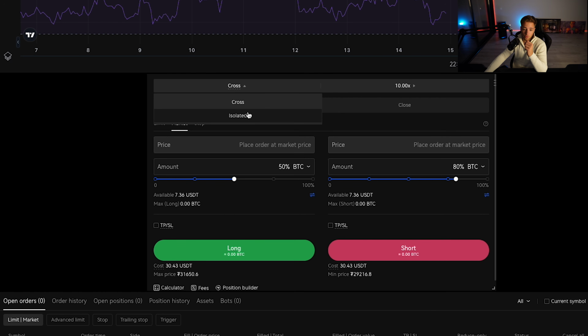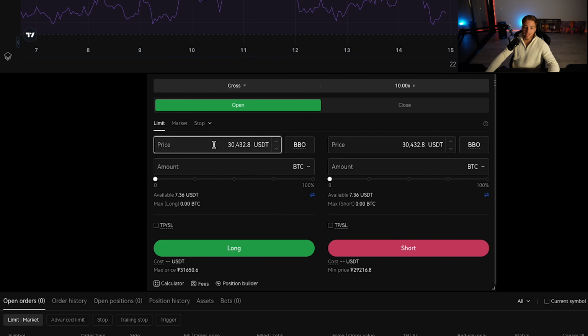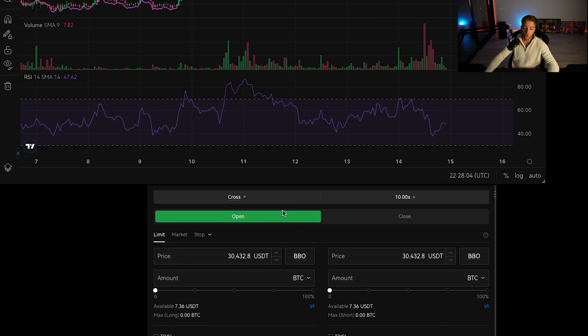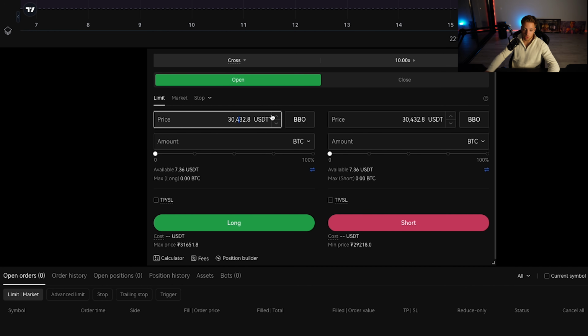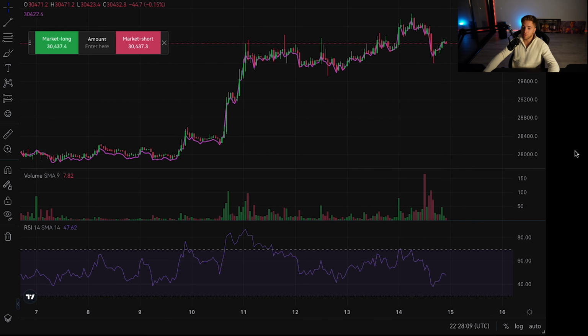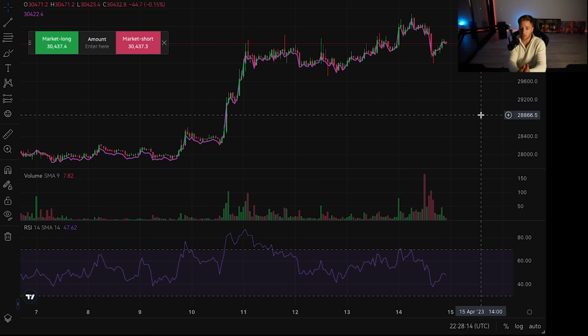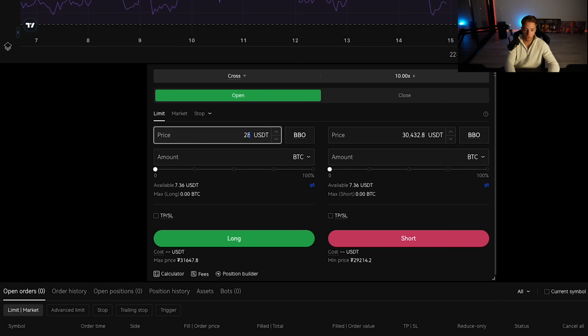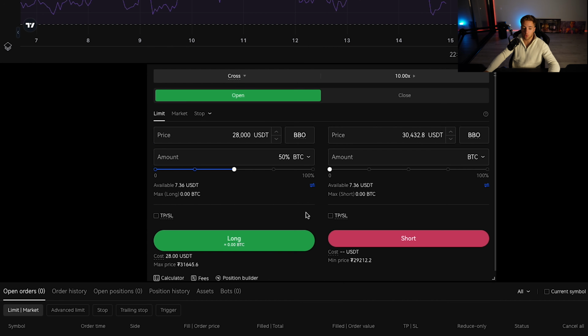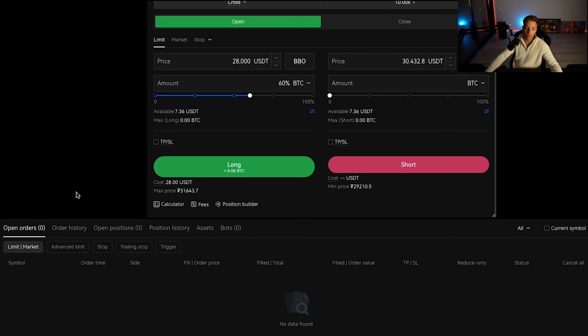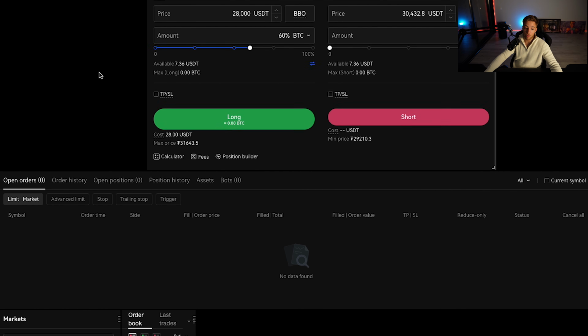Okay, now here you can choose between isolated and cross positions, and also you can do limit orders, and that means basically you are choosing the price that you want to open the position at. So let's say you believe now that Bitcoin can go lower to 28,000, and only then you are gonna open the long position, let's say. If you want to do that, you need to put here 28,000 USD, and then you are again choosing the amount that you want to open the position with, and then you click long position, and you're gonna see the open limit order right here.